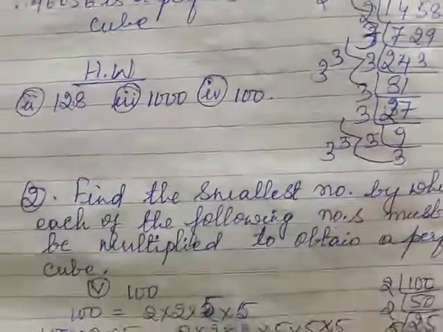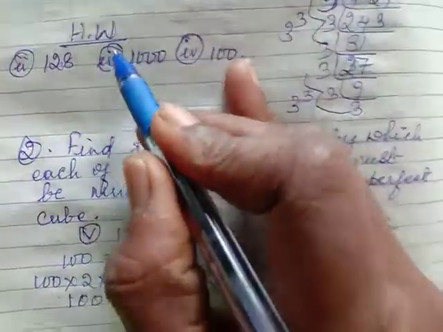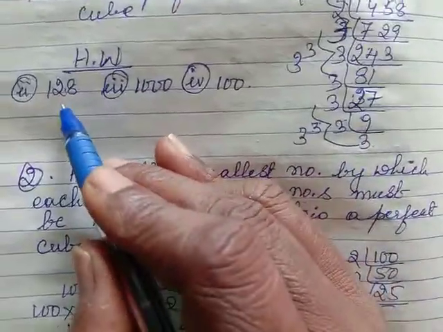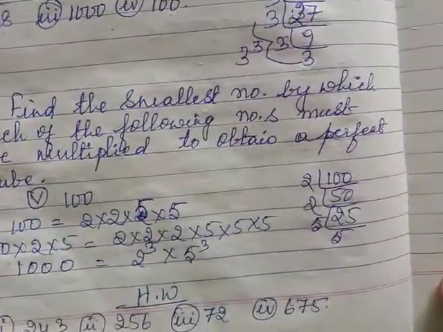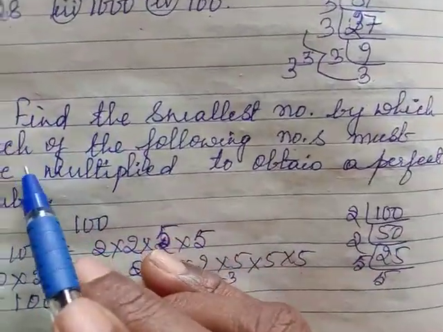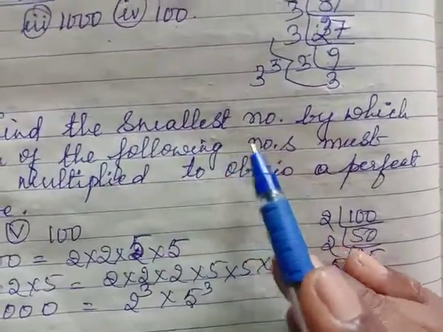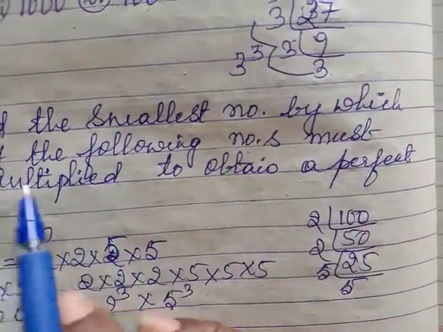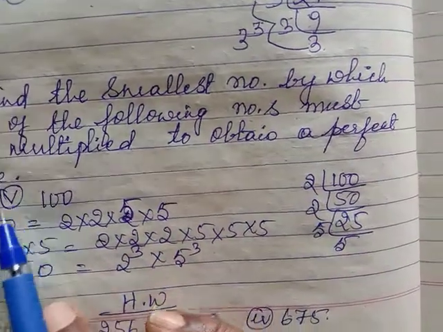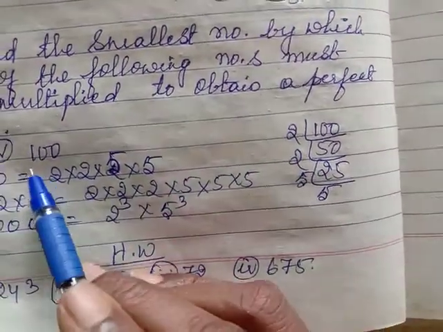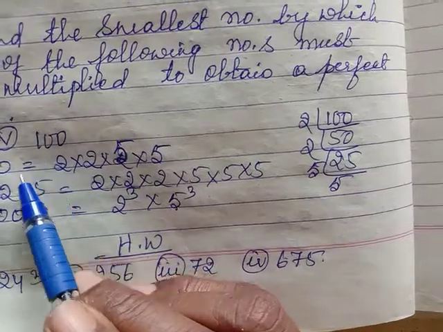Now please do this homework in a homework notebook. The problems are 128, 000 and 100. Now next, second main: find the smallest number by which each of the following numbers must be multiplied to obtain a perfect cube. The fifth one I have explained here, 100, the fifth problem is 100.